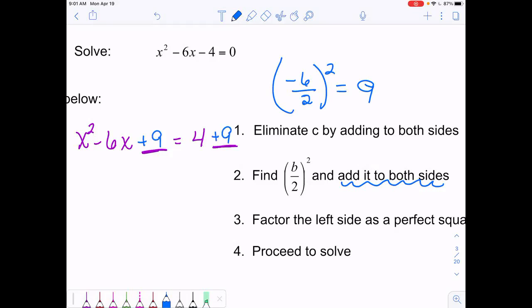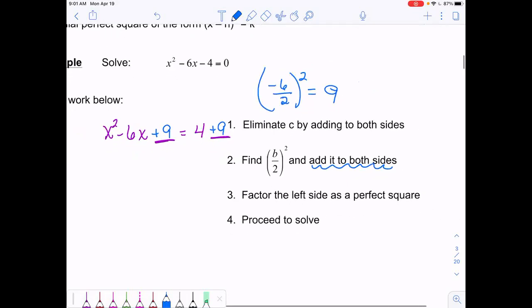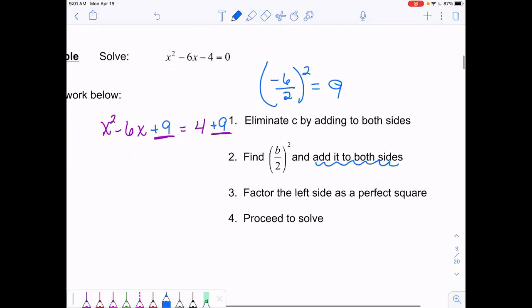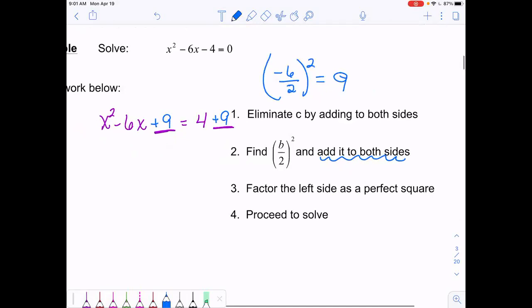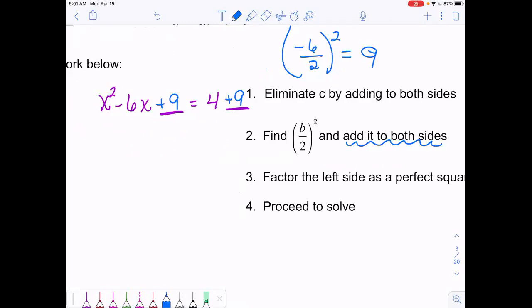Part 3 says factor the left side as a perfect square. So x squared minus 6x plus 9. How does that factor? X squared minus 6x plus 9. Darby? Yeah, x minus 3 squared.